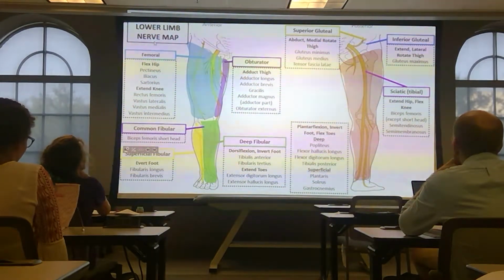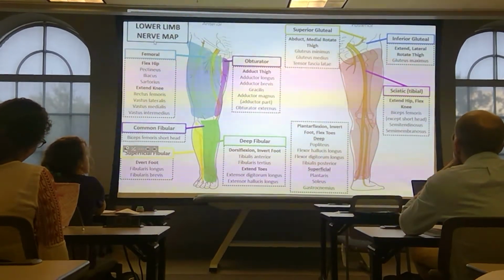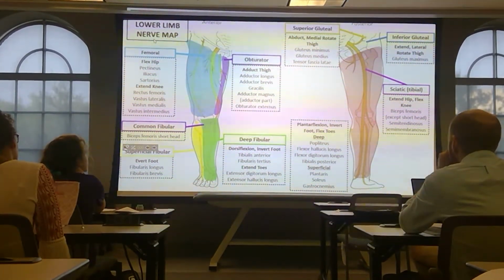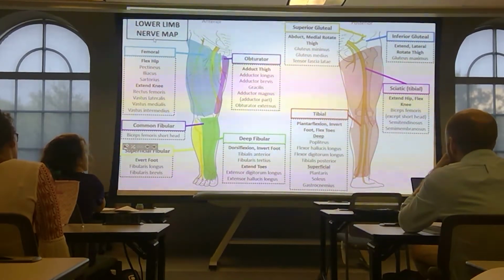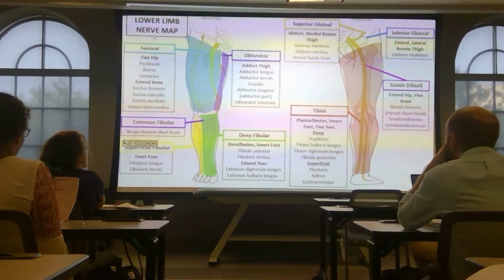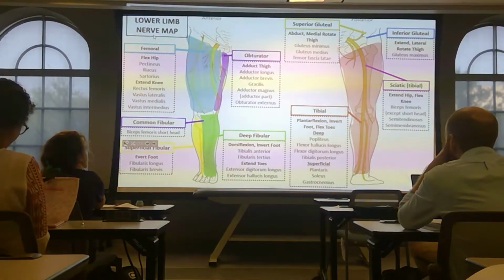You have your tibial portion of the sciatic, which extends the hip and flexes the knee, and that's going to be your biceps femoris, except for your short head, which we know is common fibular. Semitendinosus and semimembranosus. Then you have your tibial, which comes back, plantar flexes, inverts the foot, and then you have the deep and the superficial parts of that. And those are your muscles innervated by that. So you can take a picture of that one, and it's all done.